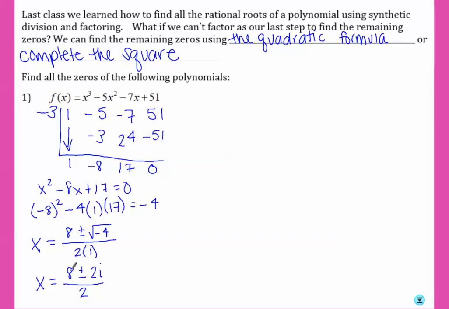And since both of these terms are divisible by 2, we're going to simplify it a little bit more. So x equals 4 plus or minus i, which gives us 2 of our solutions, 4 plus i and 4 minus i. And then our third solution is the -3 from our synthetic division.